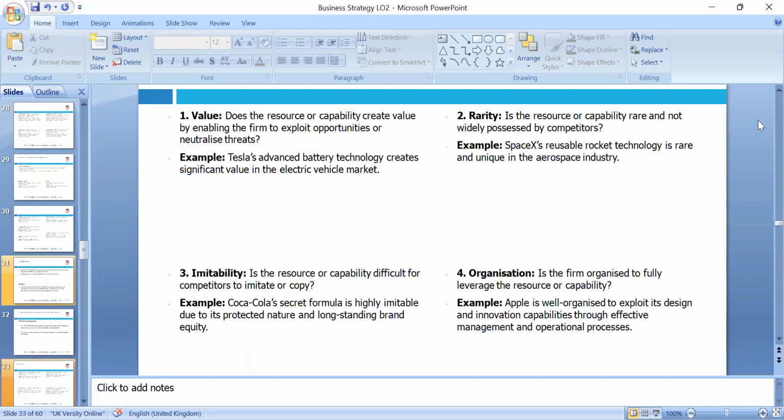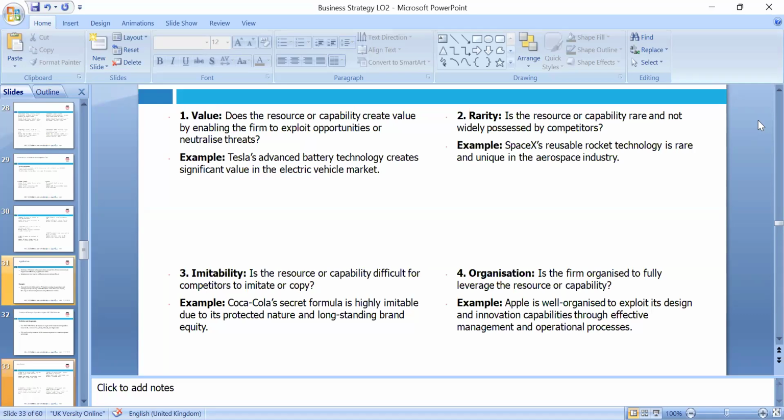So value: the resource or capability creates, enables, and exploits opportunity, like Tesla's advanced batteries, which we said earlier. Coca-Cola's recipe is rare, very difficult to copy. SpaceX's reusable rocket technology is rare and unique in the aerospace industry.